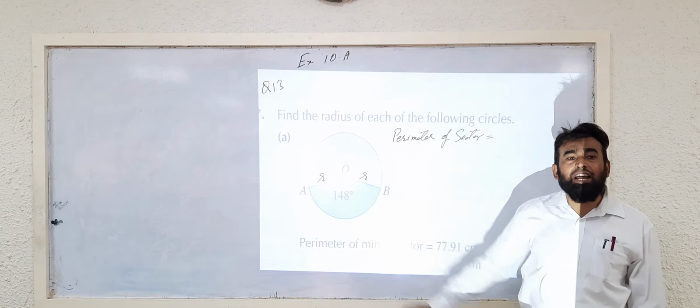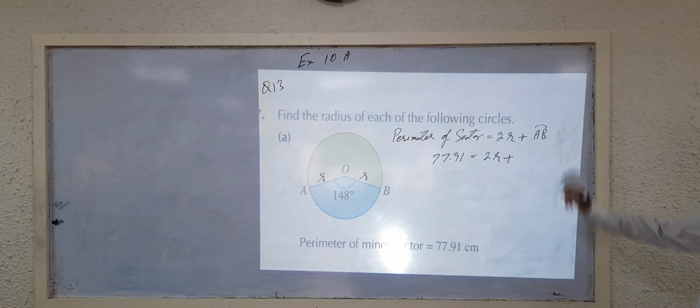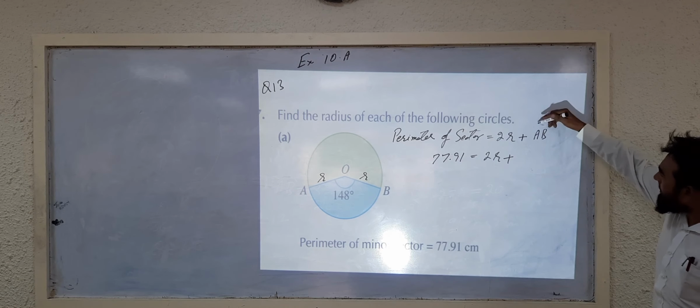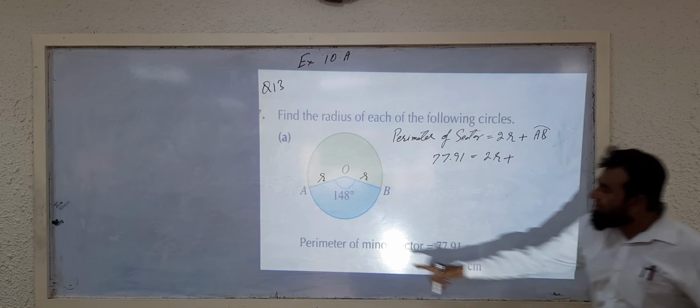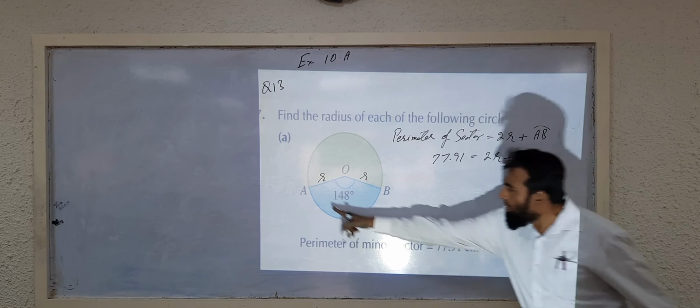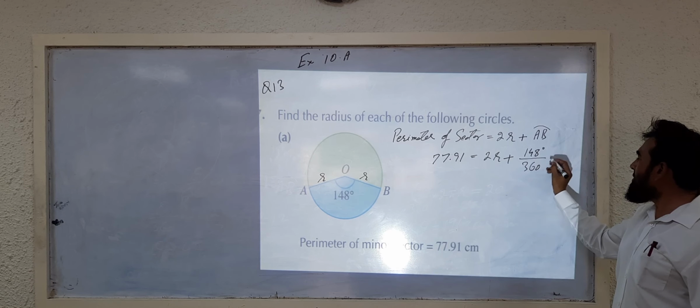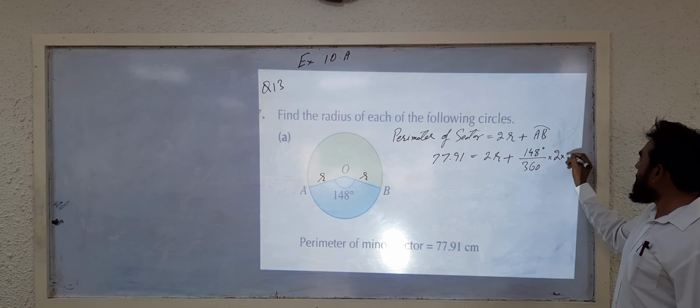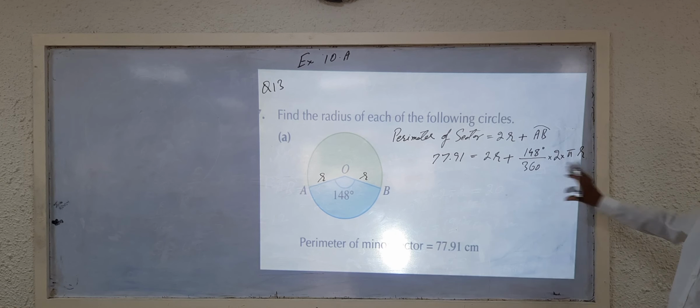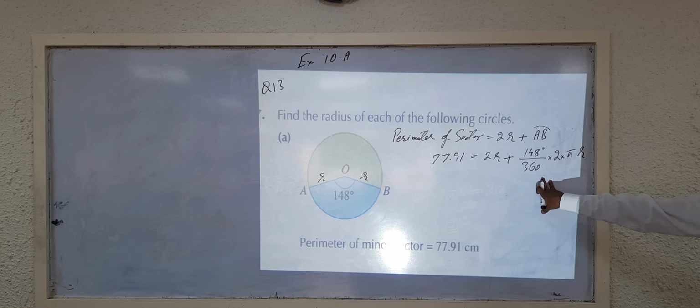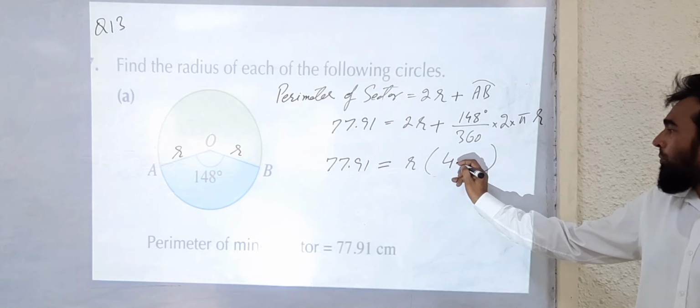The perimeter of sector is already given, which is 77.91. 77.91 is equal to 2R plus arc length. The formula of arc length, this is showing arc AB, this minor arc, is theta over 360 into 2 pi r. Here theta is 148. 148 over 360 into 2 into pi into r. Here you have to solve this equation and then make r the subject of the formula.